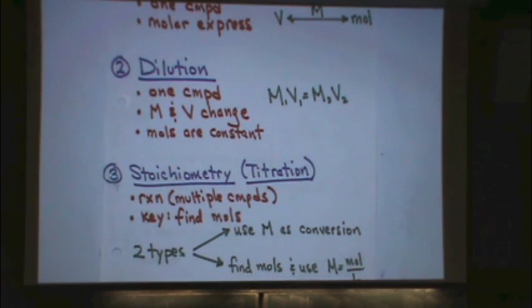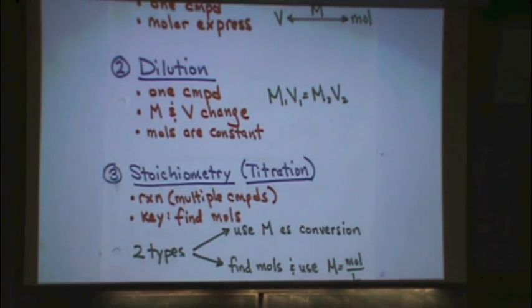As opposed to the first two, the question is focused on a particular compound. There could be more compounds in the question, but if it's focused on a particular compound, it's the first or second one. The third one is focused on a reaction, so multiple compounds are the focus. And the key is to find moles, or essentially stoichiometry. Step 1, convert to moles. Step 2, molar ratio. Step 3, convert to what they ask you for. Okay, so it's just stoichiometry.